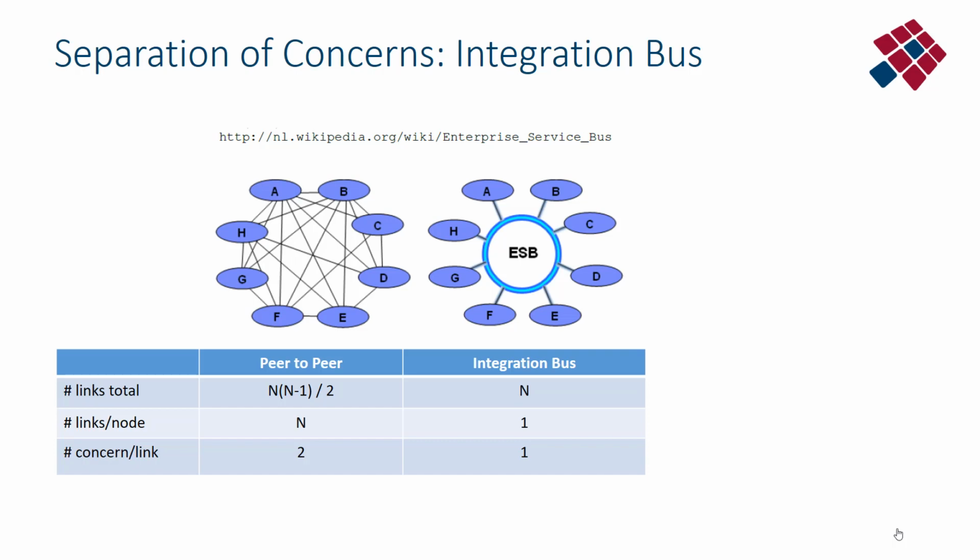Why is this an example of separation of concerns? Because at the left-hand side, every connection between two components is dependent on two components. On the right-hand side, every connection to the bus is only aware of one component, a single change driver, because the bus is not considered to be a change driver. Of course, when you would change the bus, this would not be the case anymore.